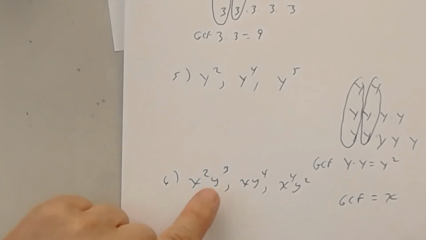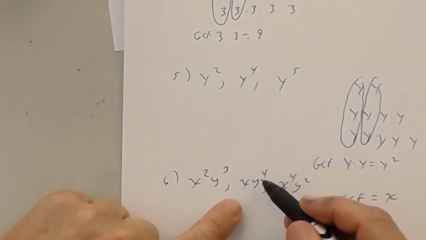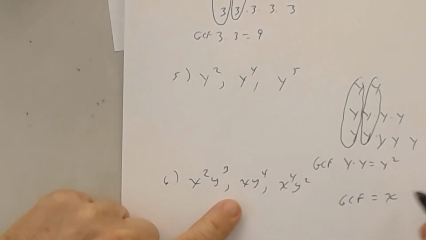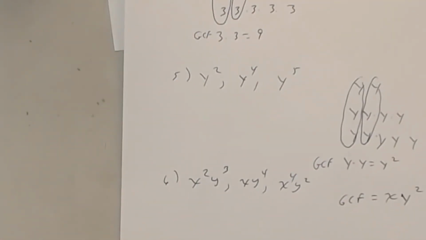times, okay, let's do the y's. How many factors of y do you see here? 3. How many here? How many here? How many do you need? 2, smallest exponent. So there's your GCF, x y squared. Okay, same idea as the previous two. First of all, the variable has to be in every term, and use the one with the smallest exponent.